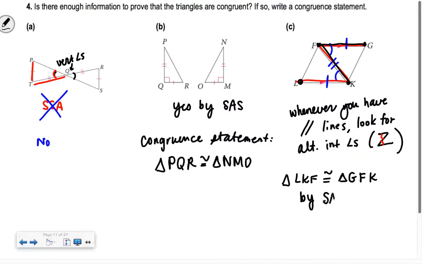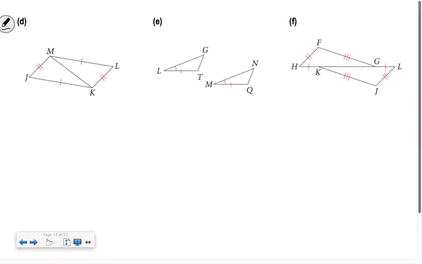And it was by side, angle, side. So don't assume that if things aren't drawn in, you're not able to. Look for things like parallel lines, look for vertical angles, look for the reflexive property. All right, and then we have three more of these.